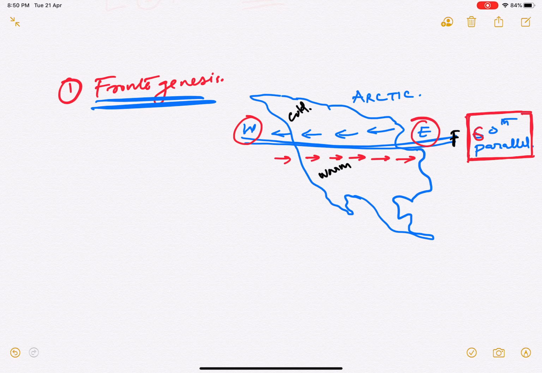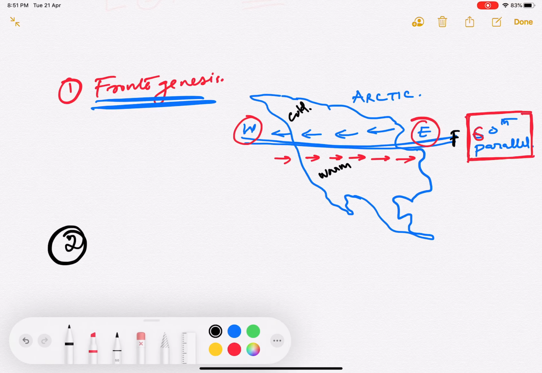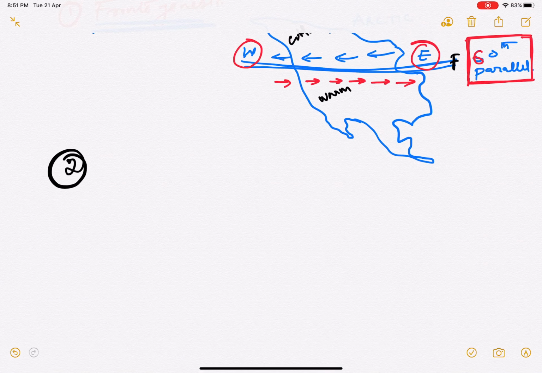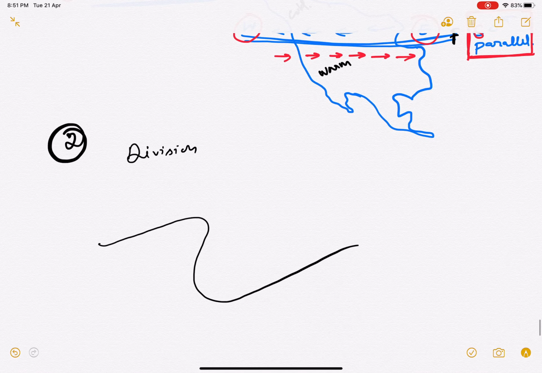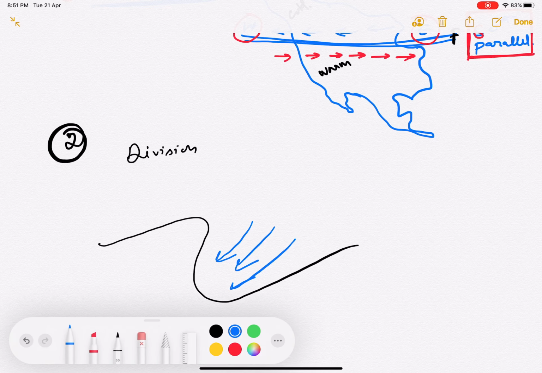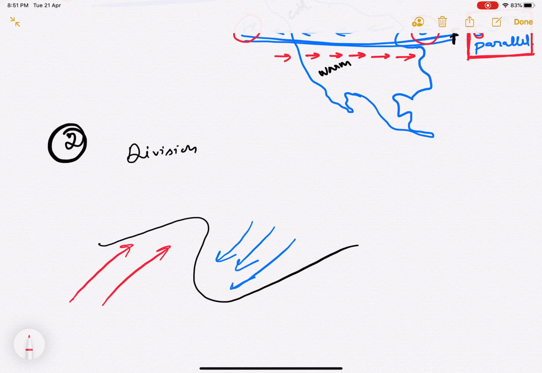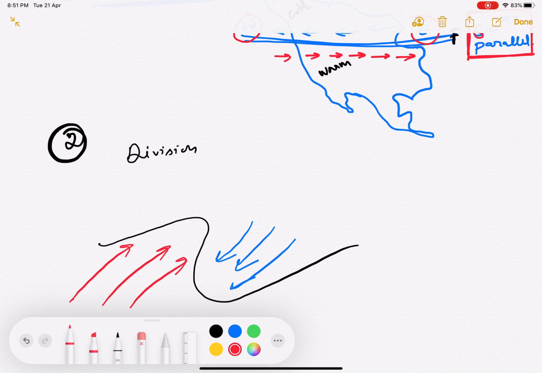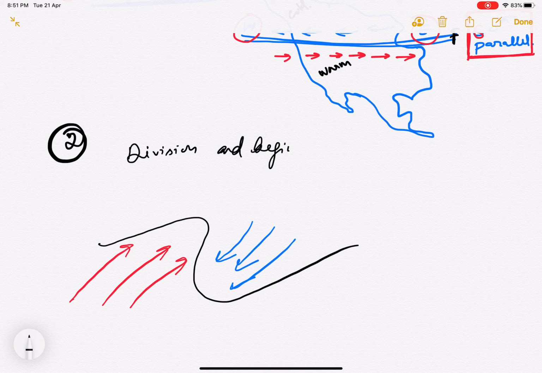Let's understand this. The second stage is called the division. What is the division of the front? It is simple. It means your cold air mass would be intruding into the space of the warm air mass, and the warm air mass will move towards your cold air mass. This is called the division of the front, and the beginning of the cyclonic circulation.